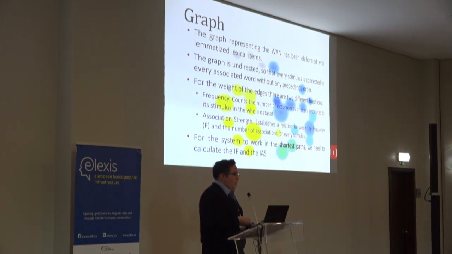So, a general idea of the graph. The graph representing the word association norms has been elaborated with lemmas. I use only lemmas of each one of the words. It is undirected, so every stimulus is connected to every associated word without any precedence order. And for the weight of the edges, I have two functions, the frequency and the associative strength. The algorithm that I use works on shortest paths, so I have to make an inversion of the frequency and an inversion of the associative strength.